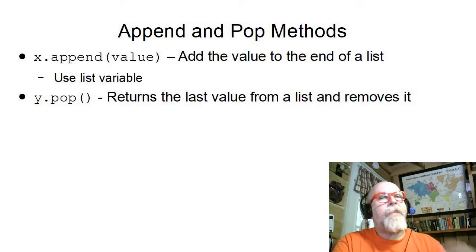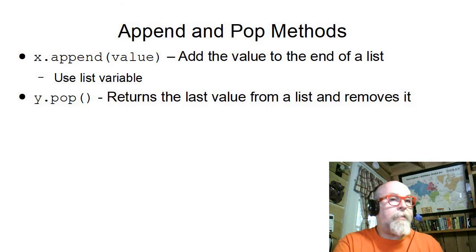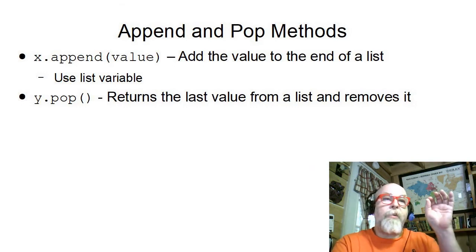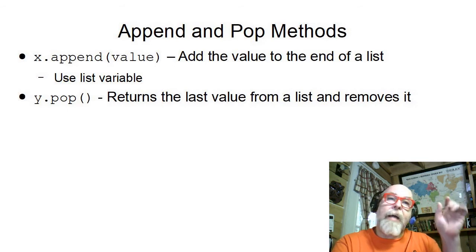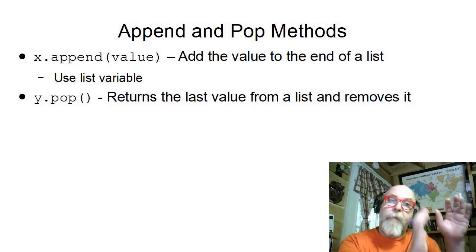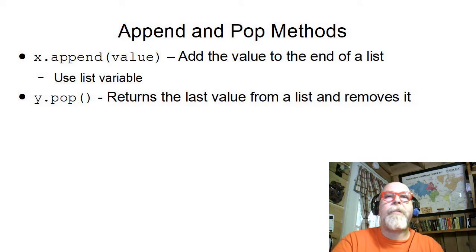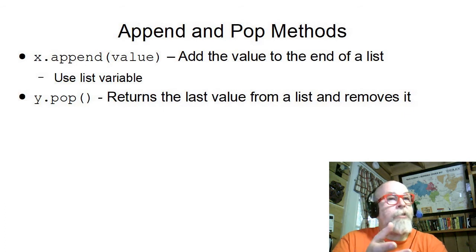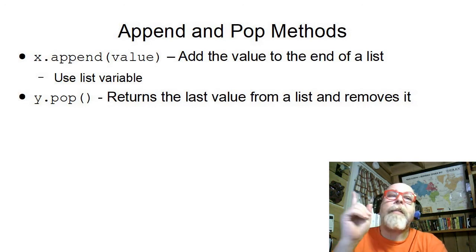Now, the following things we're going to talk about are methods of lists. And remember that for a method, you follow the list variable by a dot and then the name of the method followed by parentheses and maybe an argument in there. The list methods will modify the list, will change the list in memory, or potentially could return a value to you. So the first list method I want you to know is the append method.